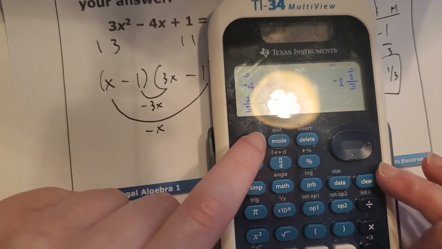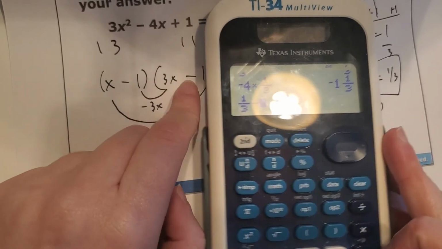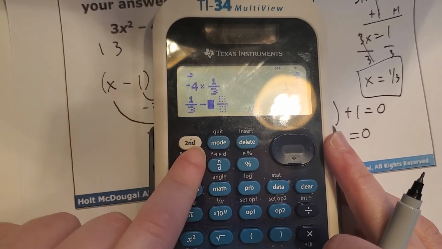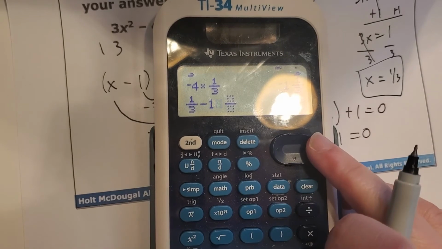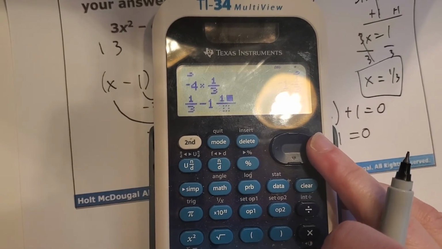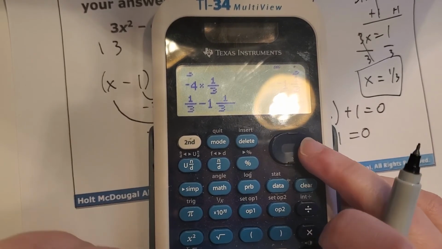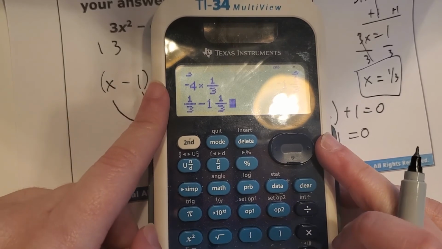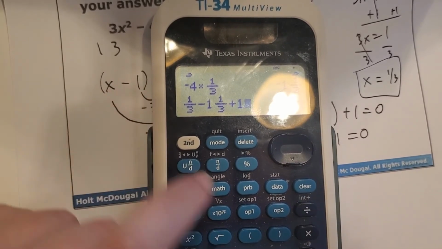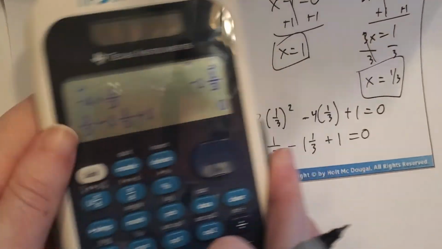I believe this would be UND to put in 1. Oops, let me do it over here. 1 1/3, yeah. 1, right arrow, and you can keep going with the right arrow until you're done. Plus 1, yeah, it does equal 0.